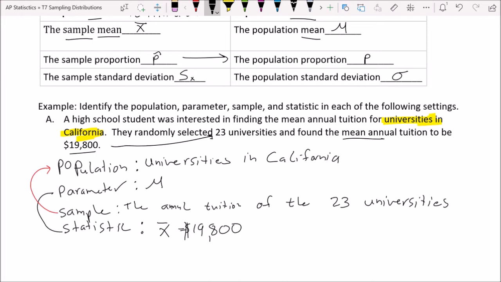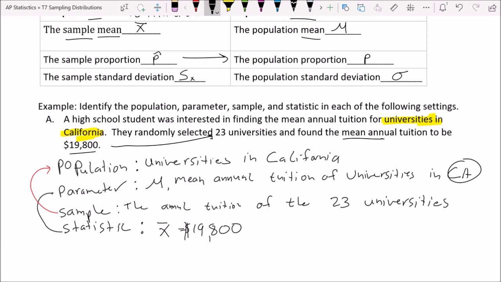And what that means, since the parameter is about the population, is that the parameter is mu, which is the mean annual tuition of universities in California.